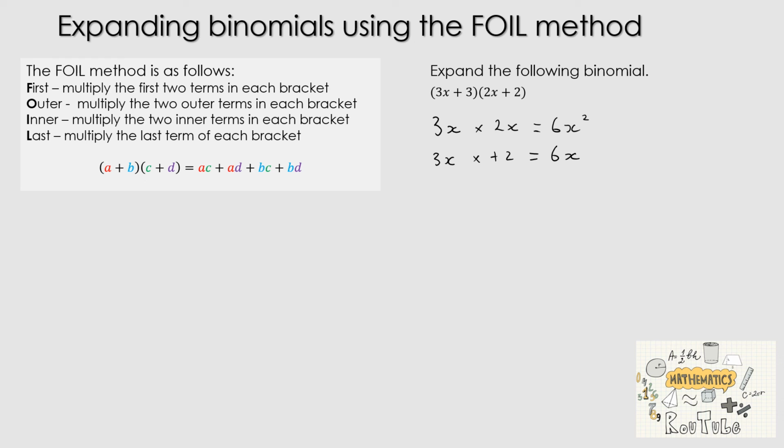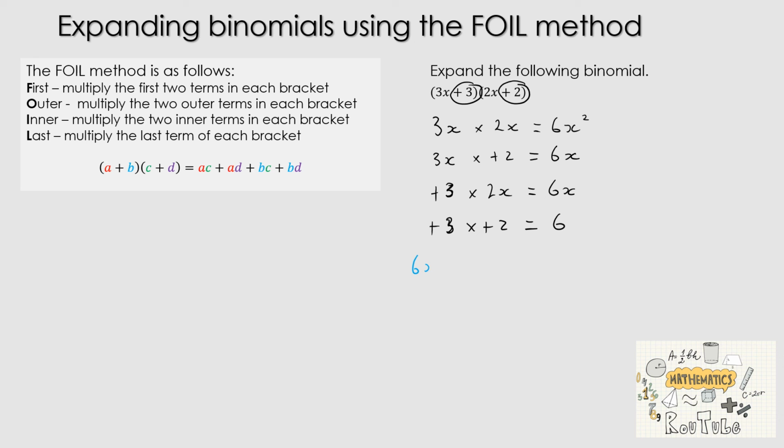So once we've done the outer, now we go to the inner. Okay, so now we've got the two inner terms. So now we've got positive 3 multiplied by 2x. Okay, well, we've pretty much done that in the previous one. Okay, so 3 times 2 is 6 and then the x is just left over. Okay, and then now we proceed to the last step, which is the L, and then we multiply the two last terms of each bracket. So we've now got positive 3 multiplied by positive 2, which is just 3 times 2, which gives you a constant of 6.